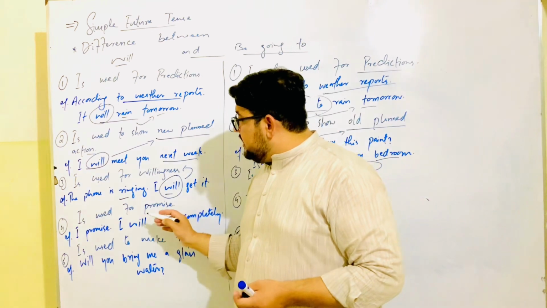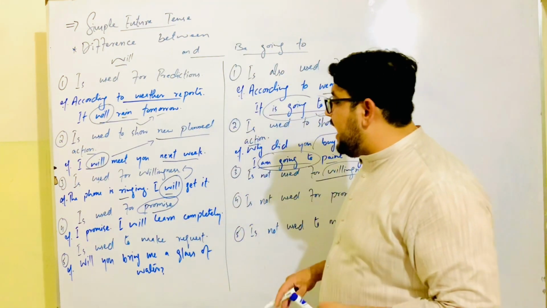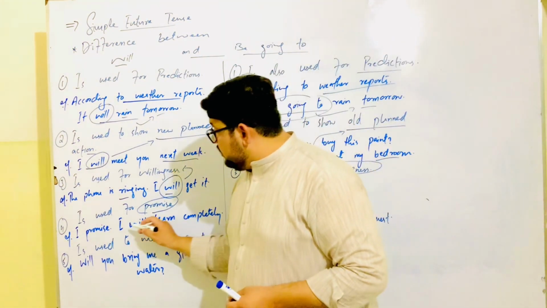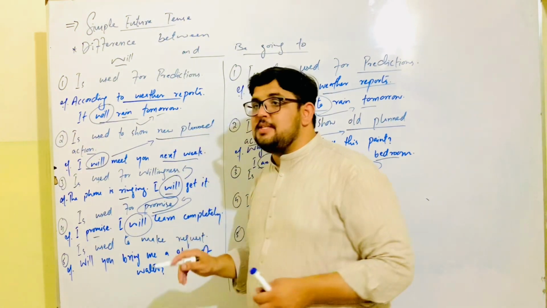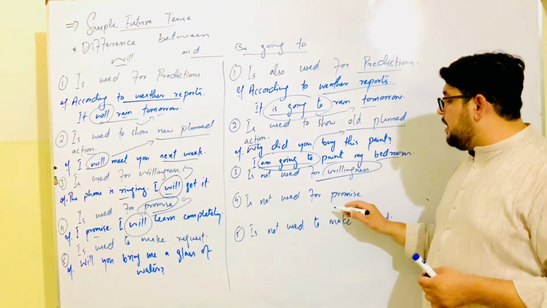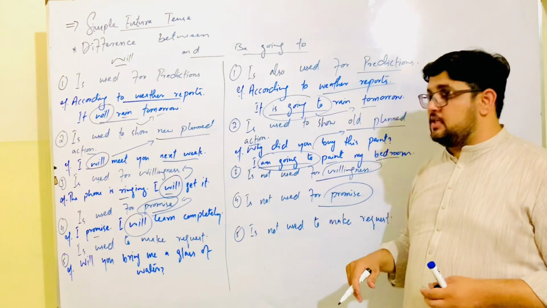The fourth difference is that will is used for promise. Will is used to make a promise, like I promise I will learn English completely. So here will makes a promise that will be fulfilled in the future. Be going to is not used to make a promise. We cannot promise with be going to.